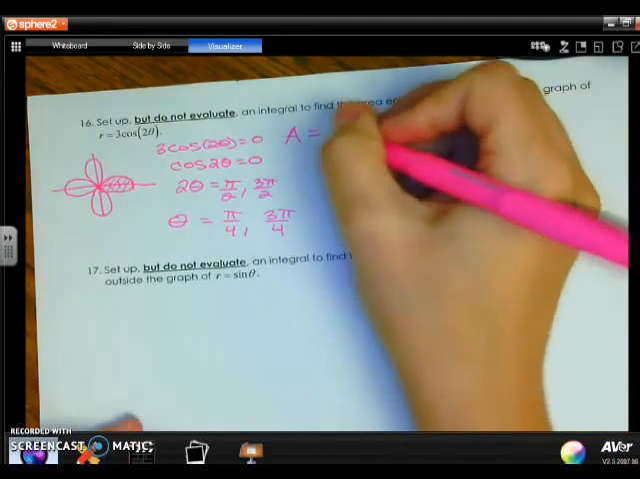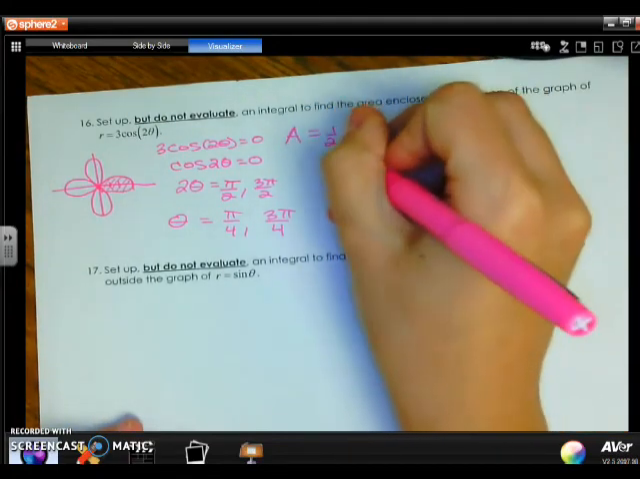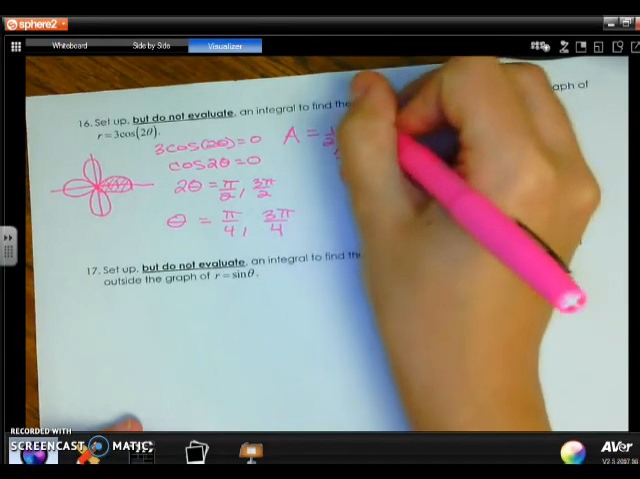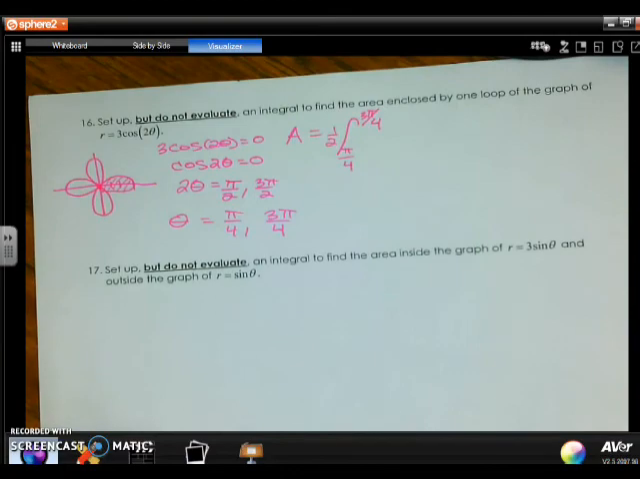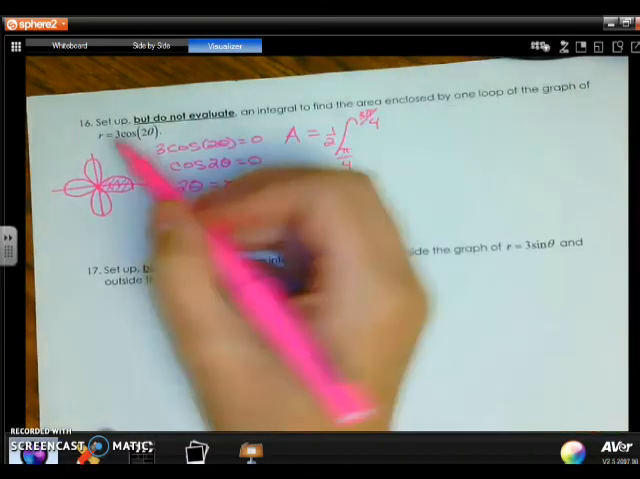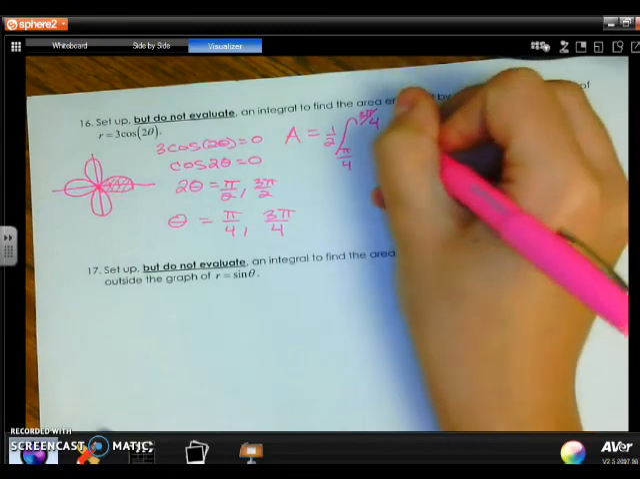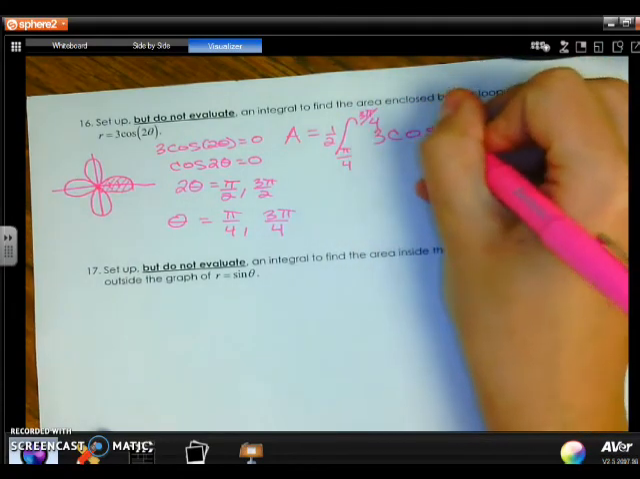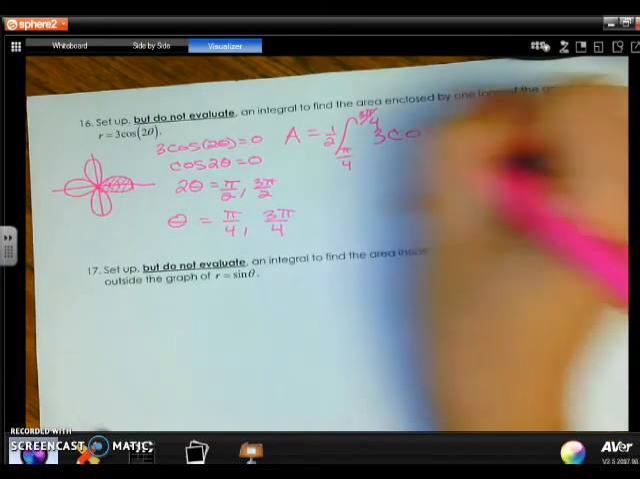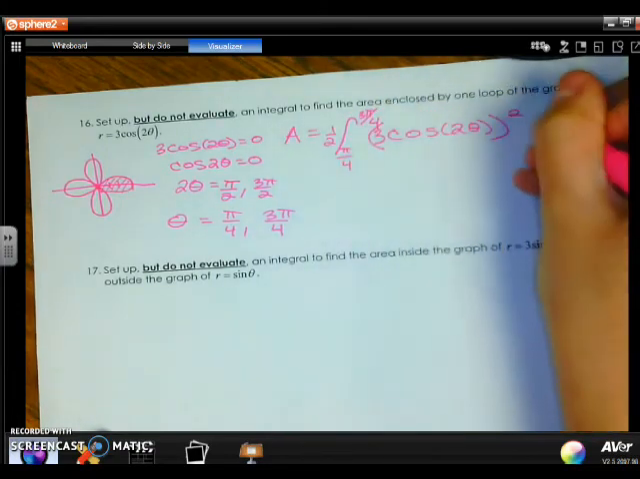So our formula is going to be 1/2, and I'm going to go from pi over 4 to 3 pi over 4. And then it's going to be that thing squared, so this whole thing squared. Oop, don't forget the 3 out front. Cos of this, and it's that whole thing squared d theta.